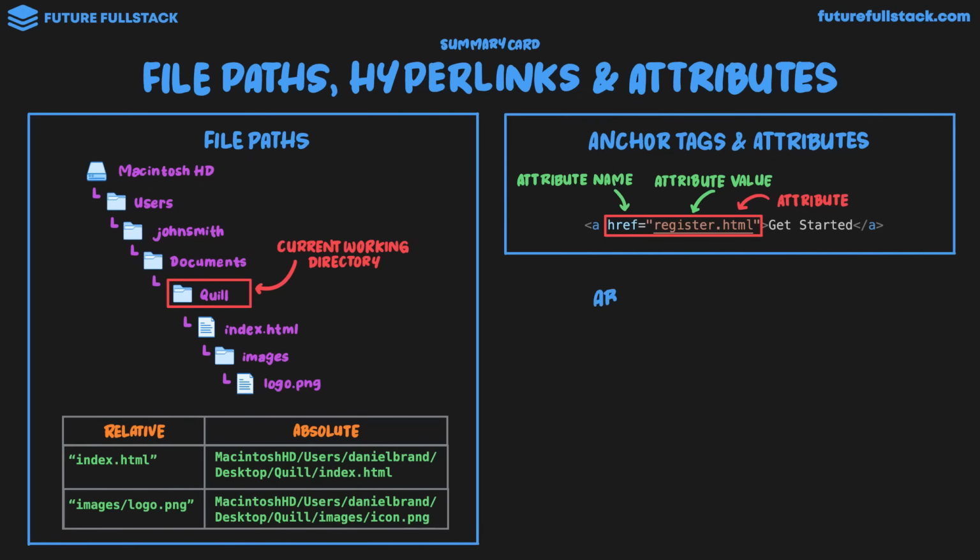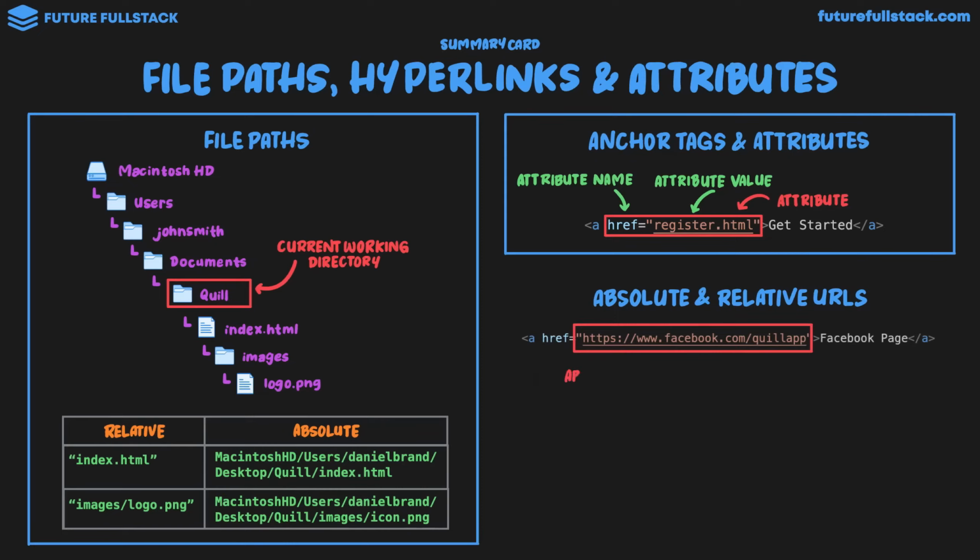We also looked at absolute and relative URLs. Typically, external hyperlinks like social media pages will contain absolute URLs. And internal hyperlinks to other pages in the same domain, like the register page from the home page, will contain relative URLs, as it's all inside the current working directory.